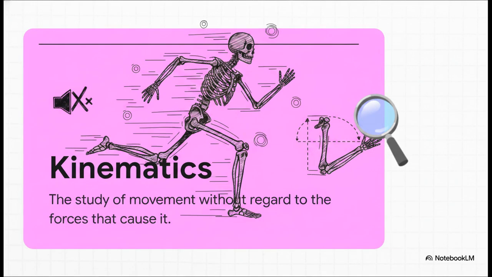On the flip side of that, we've got kinematics. In stark contrast to kinetics, kinematics is just about observing the pure movement itself. It completely ignores the forces causing the motion. Think of it like watching a video of a skeleton moving, but on mute. You're simply looking at the angle of an elbow changing or how a bone travels through space, without factoring in the pull of the bicep or the actual weight of the arm.